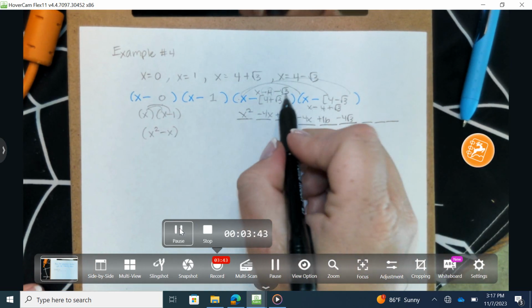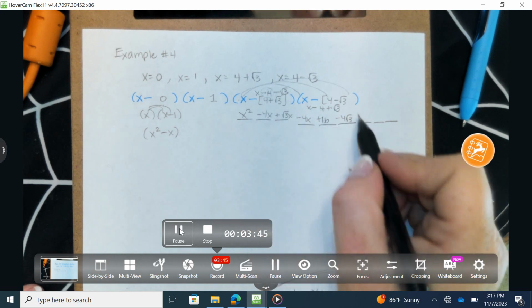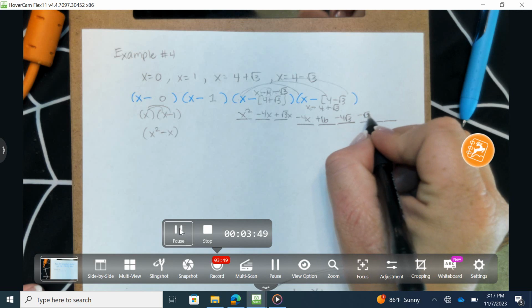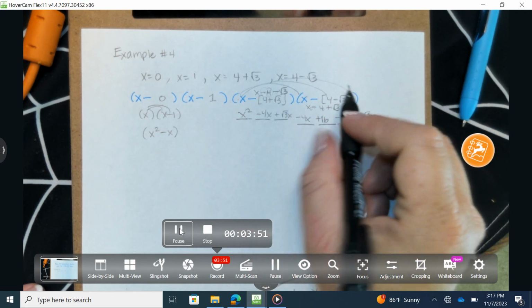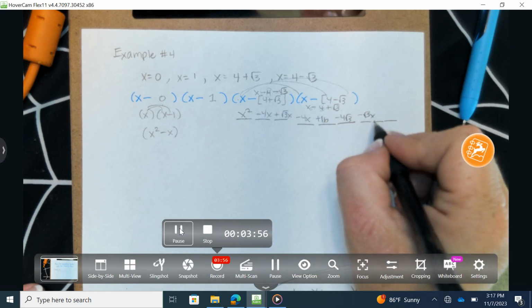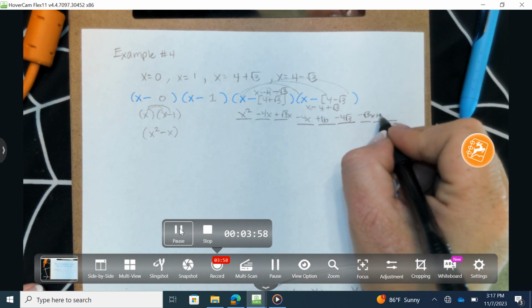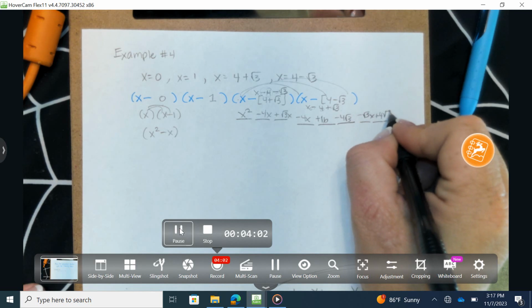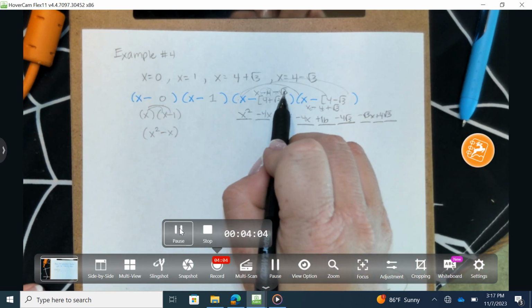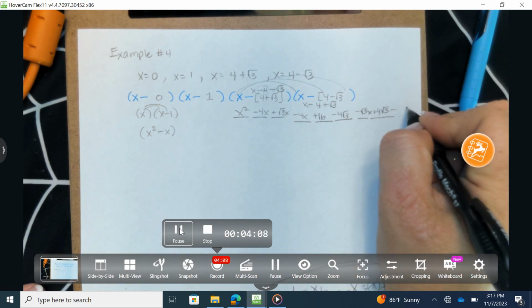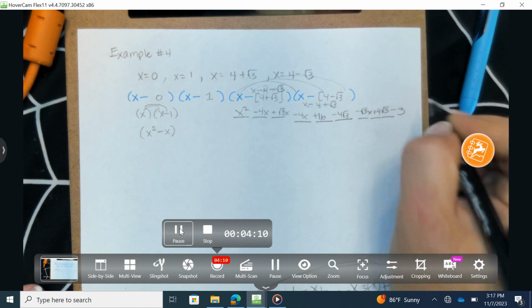3 more terms. I'm going to take negative radical 3 times each term. Negative radical 3 times x. Negative radical 3 times negative 4. Well, a negative times a negative is a positive. So positive 4 radical 3. And lastly, negative radical 3 times a positive radical 3 is a negative radical 9. And radical 9 is simply 3.